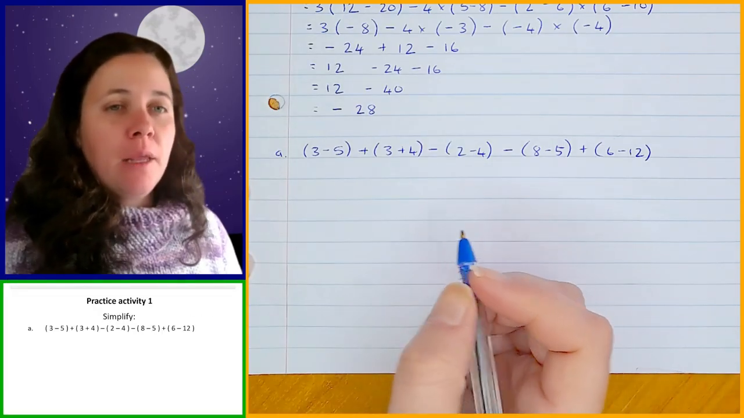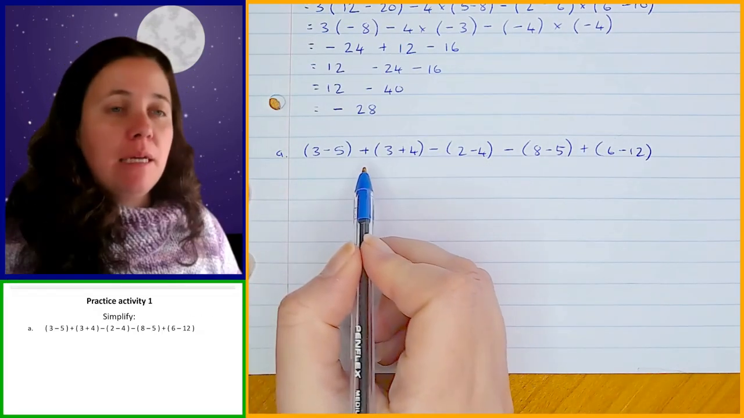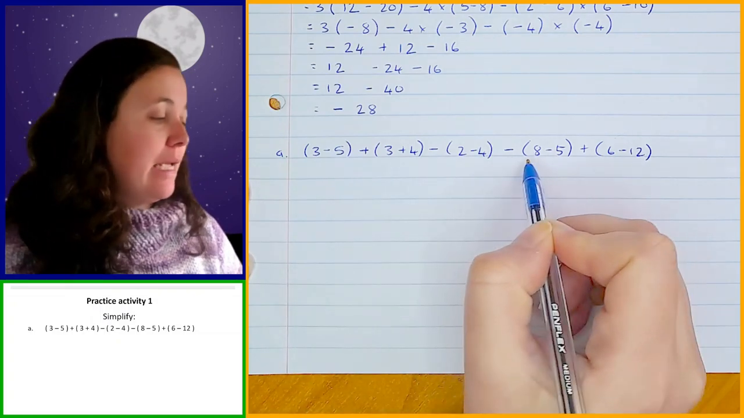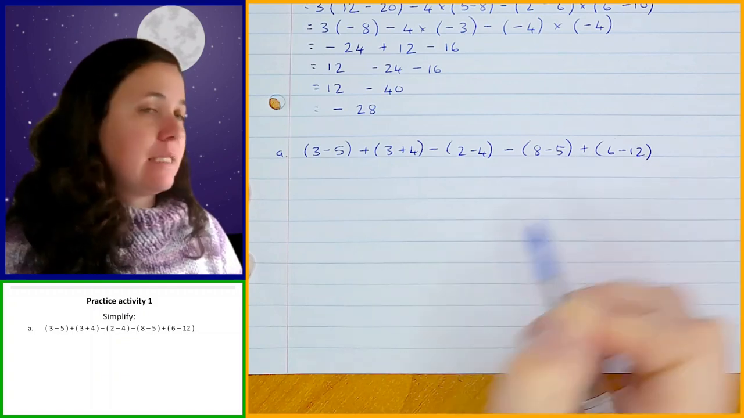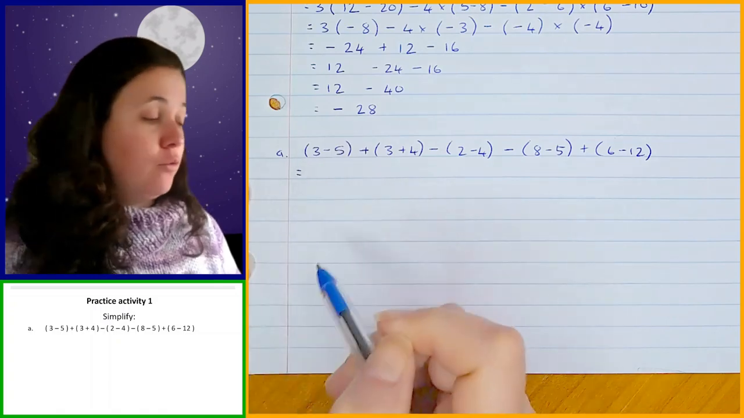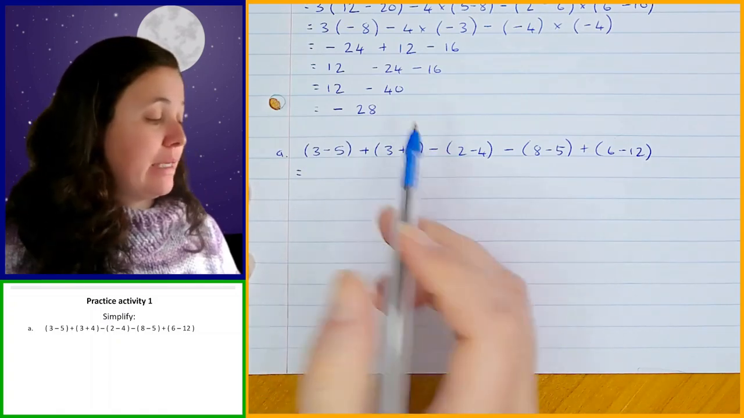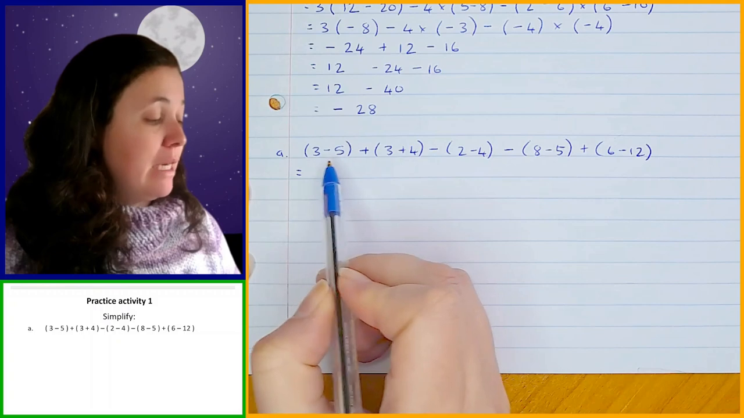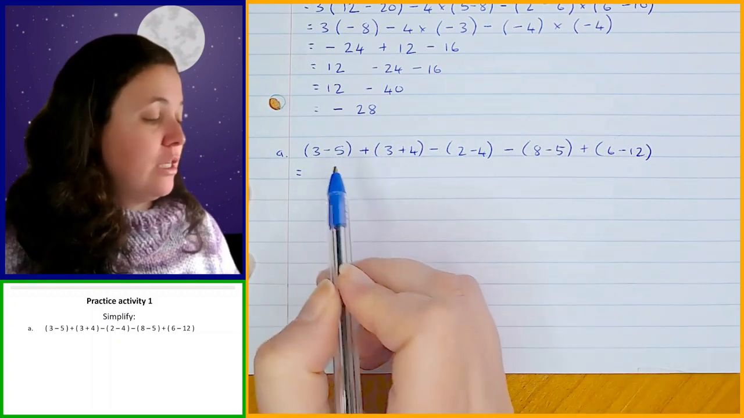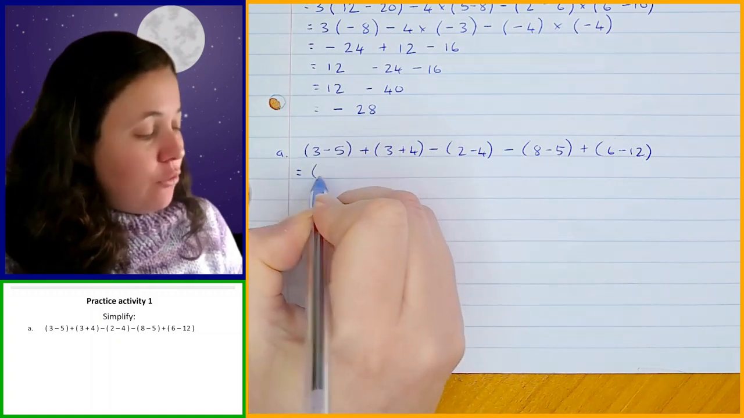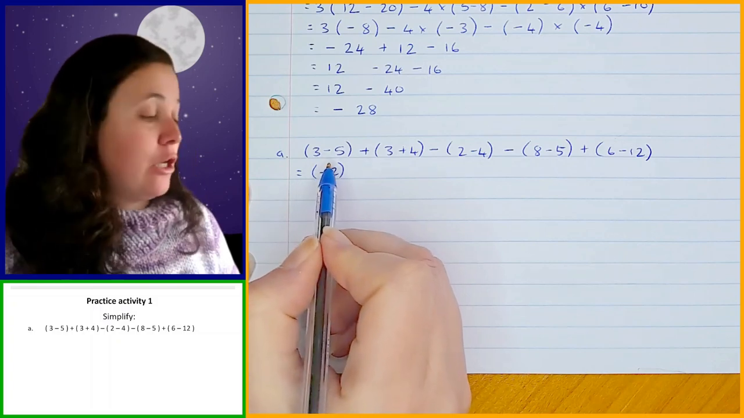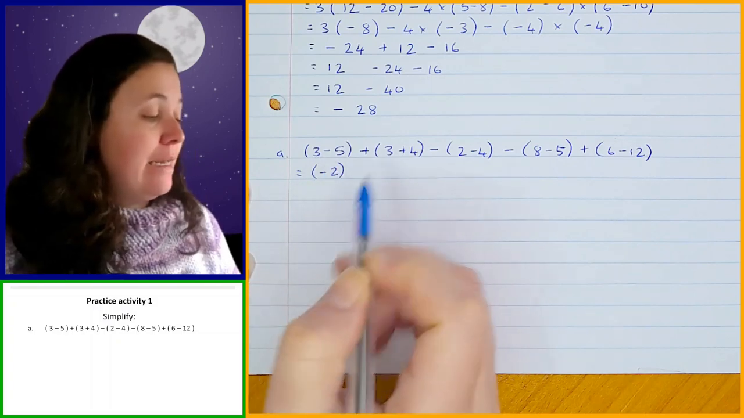So for question A, we had 3 minus 5 in brackets plus 3 plus 4 in brackets minus 2 minus 4 in brackets minus 8 minus 5 in brackets plus 6 minus 12 in brackets. Okay, so we're going to start off. Our BEDMAS rule says we're going to start off with the things inside the brackets. So each of these only has addition and subtraction, so I can go straight on to doing the addition and subtraction. So 3 minus 5 should give you negative 2, because you have opposite signs, so you subtract the absolute values and take the sign of the one with the higher absolute value, so that's negative 2.